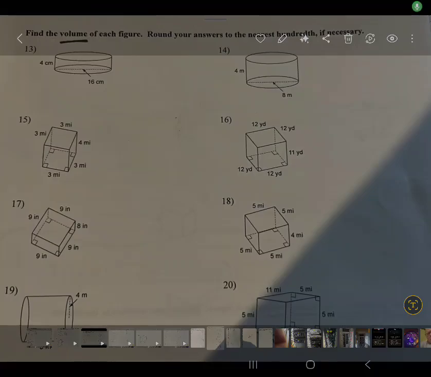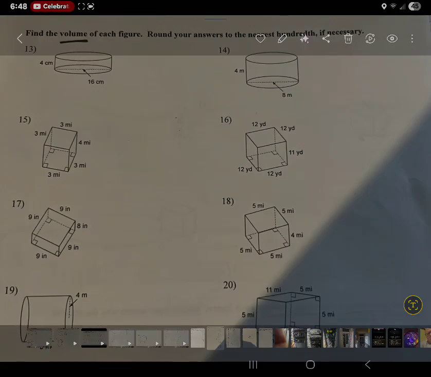All right, ladies and gentlemen, another one of my favorite students sent me these questions. It says, find the volume of each figure, round your answers to the nearest hundredth if necessary. Okay, I'm not going to go too much into the math on these. I'll let you guys do the math on these with your handy dandy calculators.